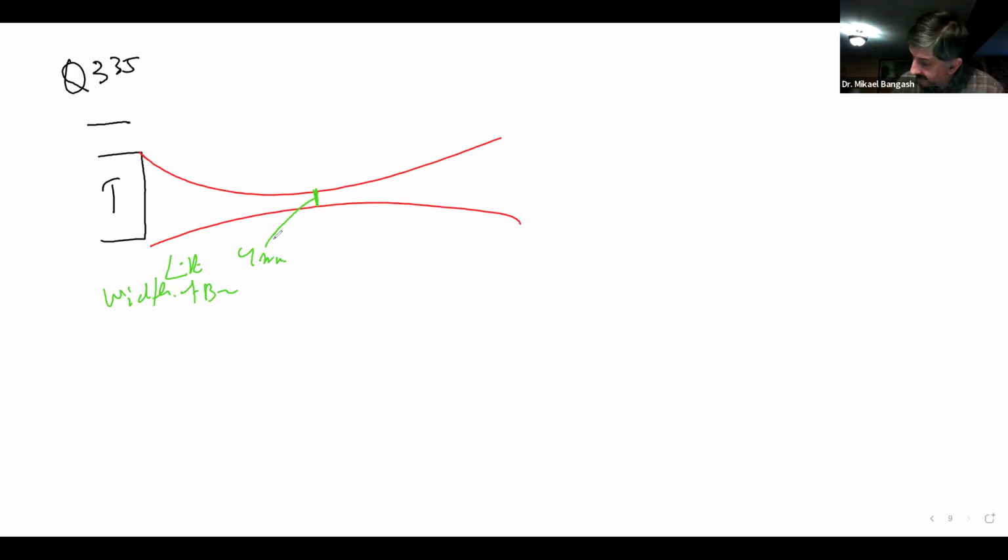If two structures are separated by 3 millimeters, so we have two structures where the distance between them was 3 millimeters, what will most likely appear on the system's display? How are these going to appear on your image?